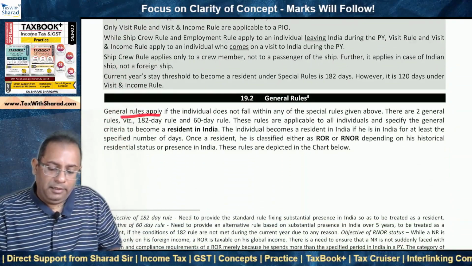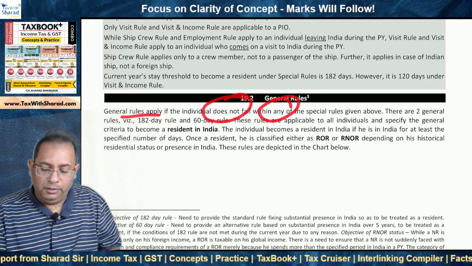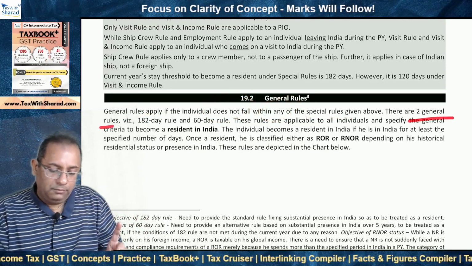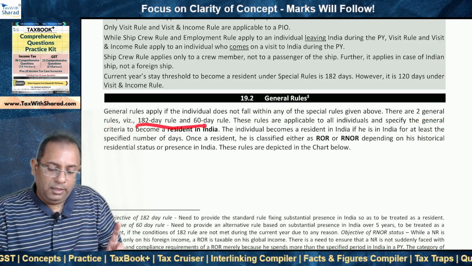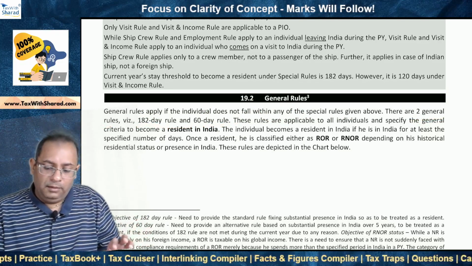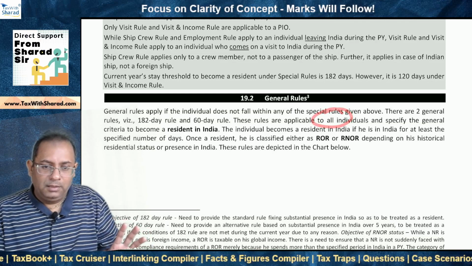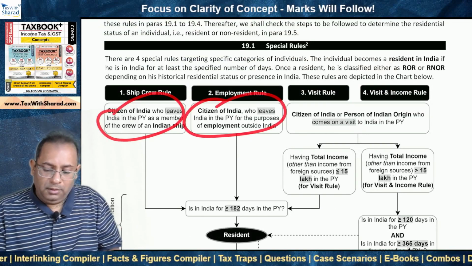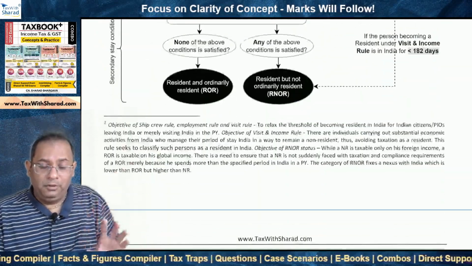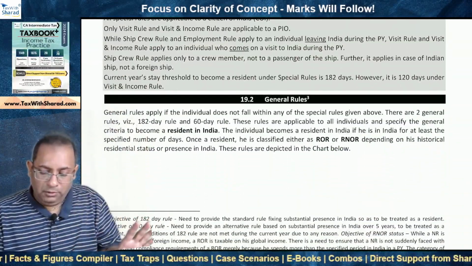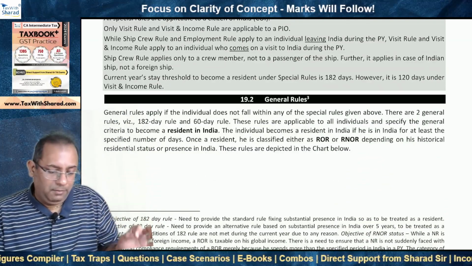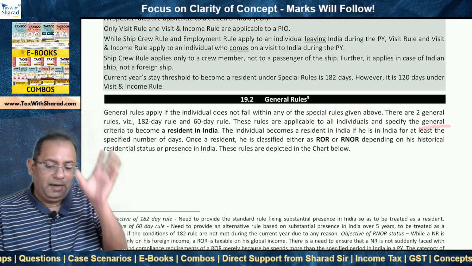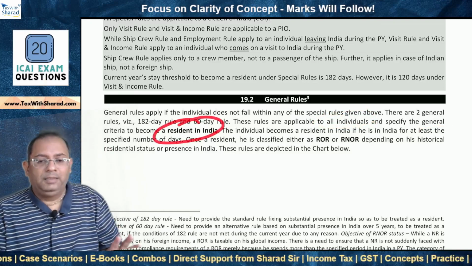The general rule applies if the individual does not fall within any of the special rules given above. There are two general rules, called the 182-day rule and the 60-day rule. These rules are applicable to all individuals, and there are no specific conditions, like the conditions which were to be satisfied to fall under a special rule. There are no such special conditions for the general rule. So these rules are applicable to all individuals and specify the general criteria for a person to become a resident in India.